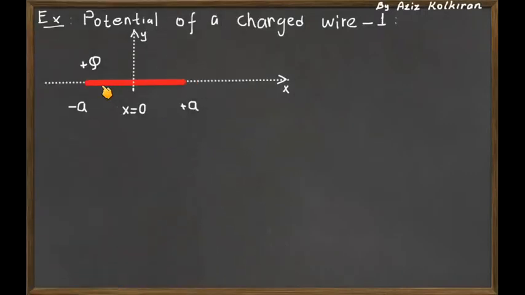The charged rod is on the x-axis and extends from x equal to minus a to x equal to plus a, which is a length of 2a, and the total charge is q. So the question is, what is the potential of a point which is located on the x-axis, a distance b from the origin, or from the center of the charged rod?